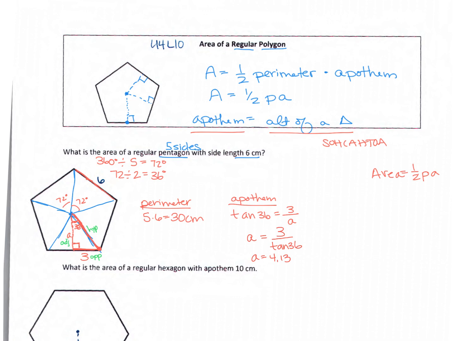So I know my apothem now, and I know my perimeter. Let's go find my area. My area equals 1/2 my perimeter, which is 30, times my apothem, which is 4.13. So I throw those all into my calculator, and I get 61.95 centimeters squared. That comes from the fact that my apothem is in centimeters, my perimeter is in centimeters, so when I multiply them, of course, I get my label of centimeters squared for area.